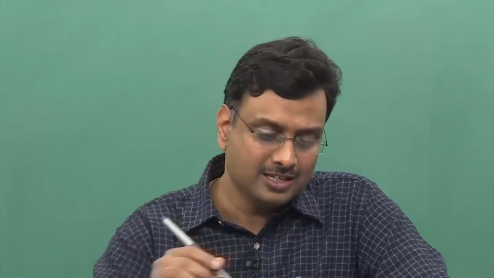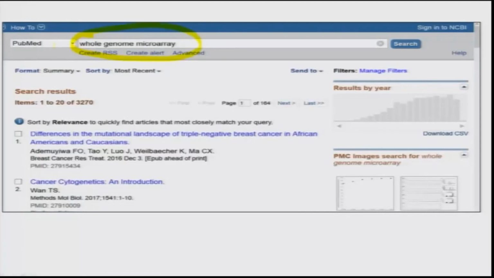And if you look into PubMed again, if you give the query as whole genome microarray, you can see how many studies there are, and it is only growing. With time it is going to go up, and that is the application. And this also brings in a challenge. The challenge is, what does that mean?